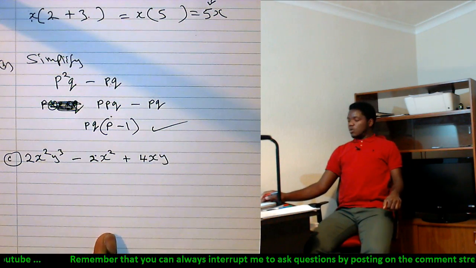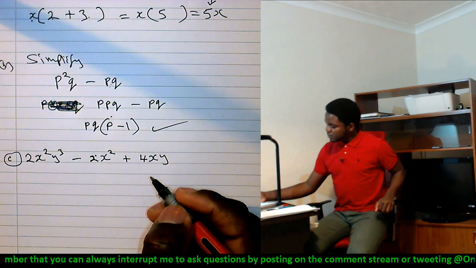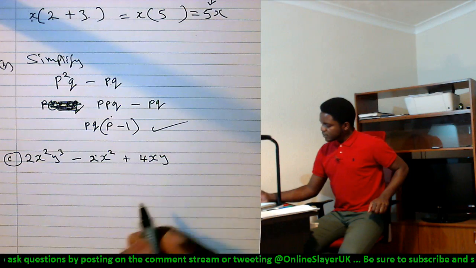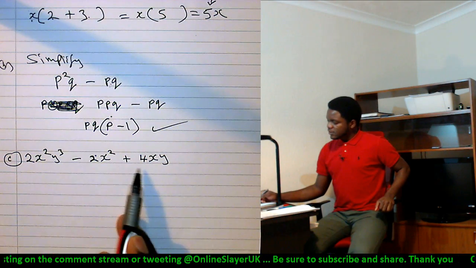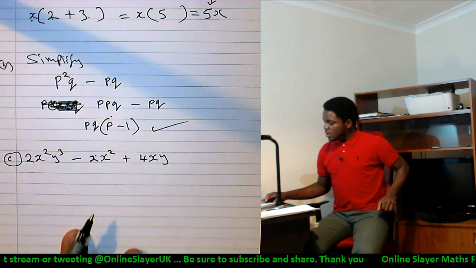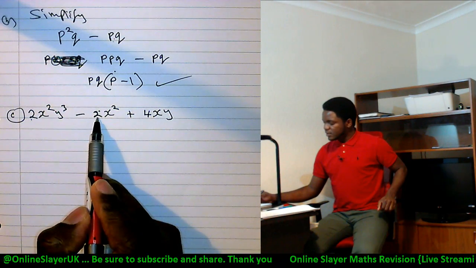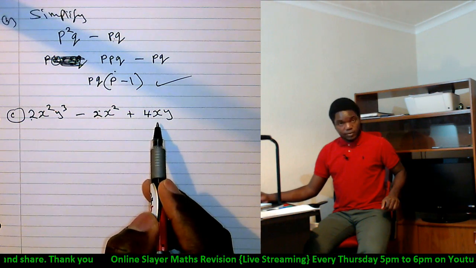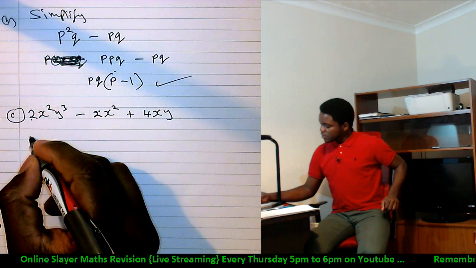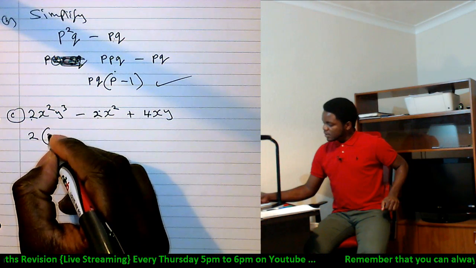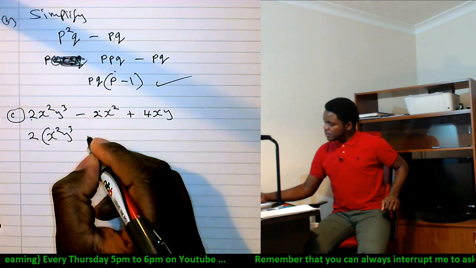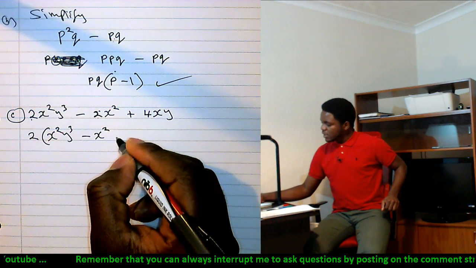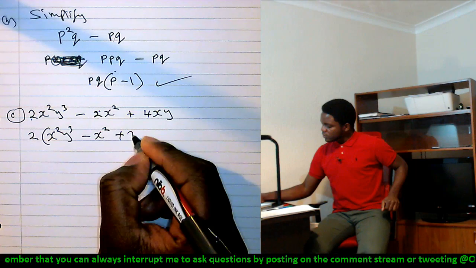Brilliant question now. Oh, not really so brilliant, but yes, it's perfect. It's something we can play with. What is common to these three terms? I can see 2 here, I can see 2 here, and I know very much that 2 is a factor of 4. So 2 is equally here as well. So 2 can come out. So it becomes 2 into bracket x squared y cubed minus x squared, because when you divide this by 2, you're left with minus x squared, and when you divide this by 2, you've got plus 2xy.